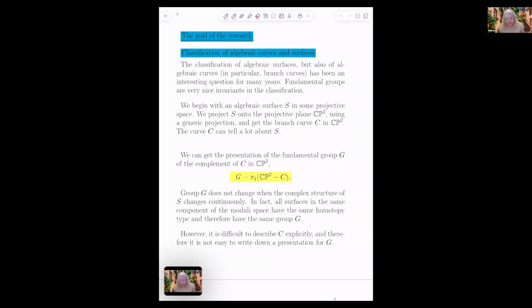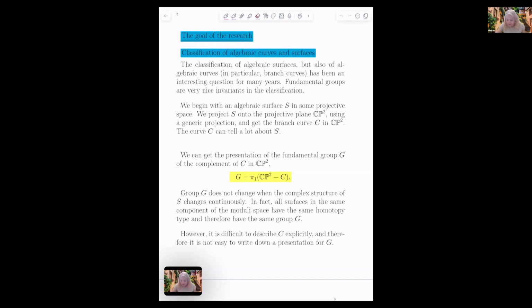Now, we all know that the classification of algebraic surfaces, also of algebraic curves, in particular branch curves, because we project surfaces onto the projective plane, is a very interesting question. It bothers many mathematicians around the world. I will also give names and references about this. And fundamental groups are very nice invariants of the classification, of curves and also of surfaces.